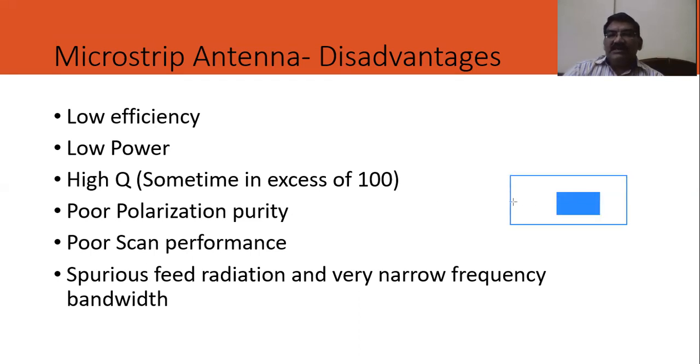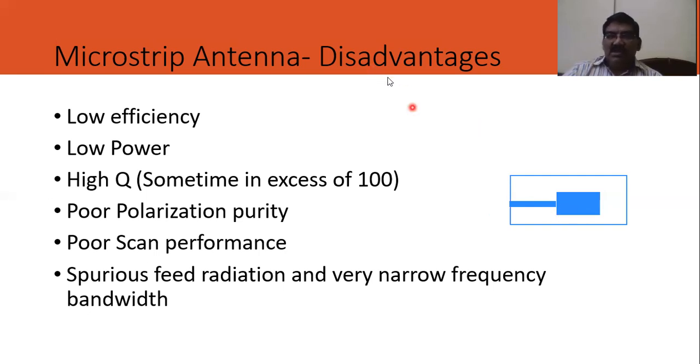But to feed a patch, you need some feeding technique. So you have to feed this patch. Now, your actual radiating patch is this. Okay, the radiating patch is this, but you are feeding it by this line. As this is the antenna, this is radiating and this is also radiating. So this is not the required radiation. This may be spurious radiation, the unwanted radiation in the unwanted direction.